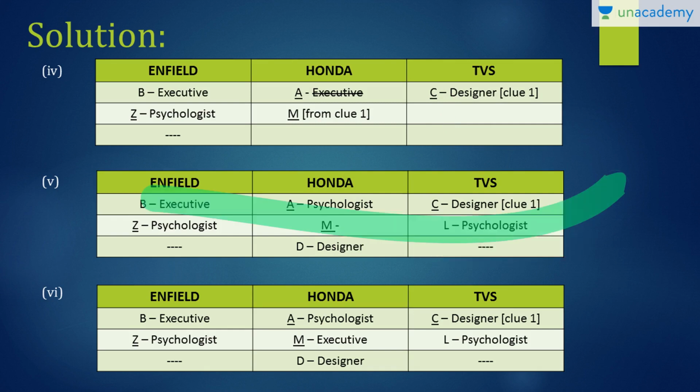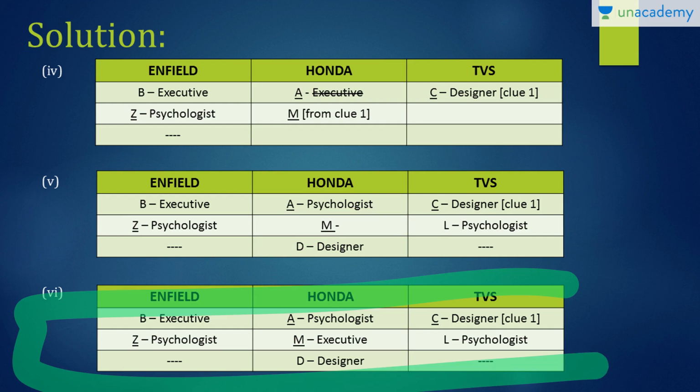Now I just have to use the condition that no two people with the same profession can travel on the same bike. So I know that there have to be 2 executives, 3 psychologists and 2 designers, of which 2 designers were already there, and this person has to be a psychologist because there are 3 psychologists. So there should be at least 1 psychologist on each bike. So here L has to be the psychologist. Here A can't be the executive and designers are already gone. So A has to be the psychologist, and here Z is already a psychologist. Now A couldn't have been the executive and B is the executive, so the other executive will be M. Hence, I have the complete table by analysis.